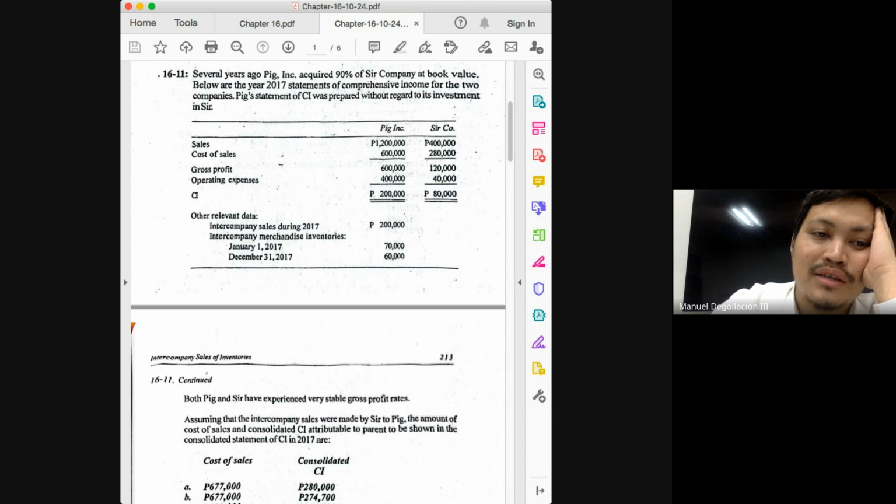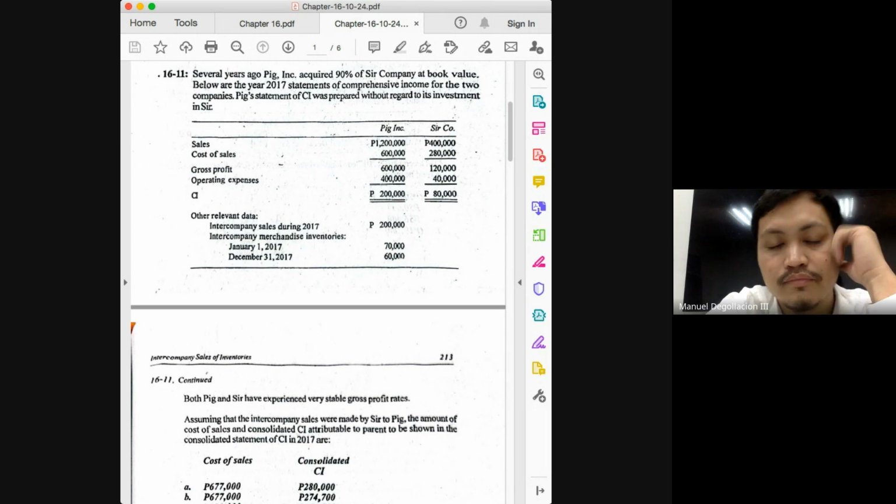Why are we deducting this one, class? This would result in double recognition of this cost of sale. The amount reported by the parent as part of its cost of sales is overstated. So minus 21.